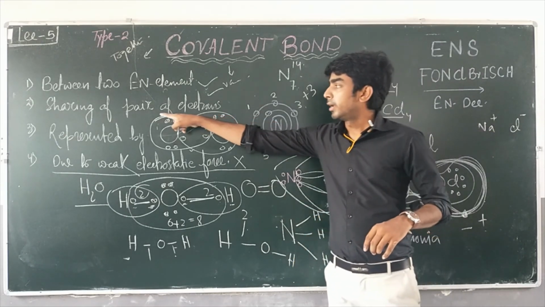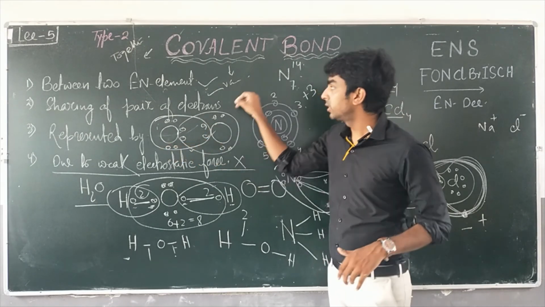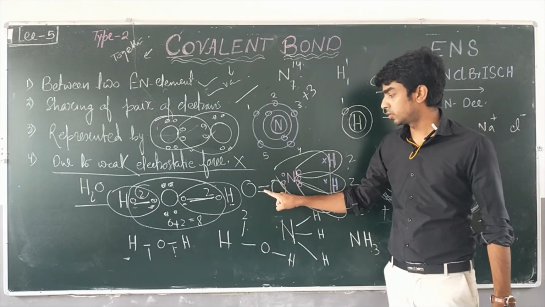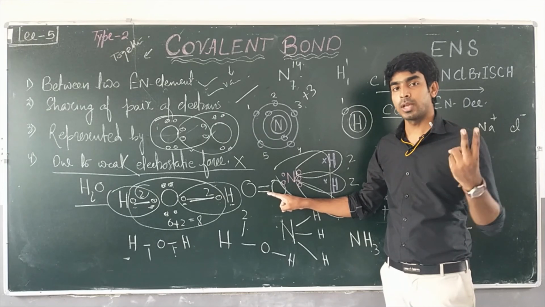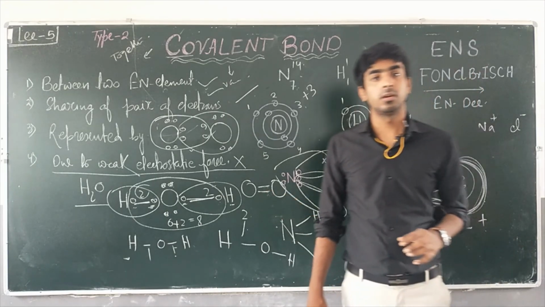Sharing a pair of electrons is represented by a dash. So the oxygen molecule has been represented by dashes. You're seeing these 2 dashes over here. That means 4 electrons have been shared in this process. Okay, the idea is very clear, I think.